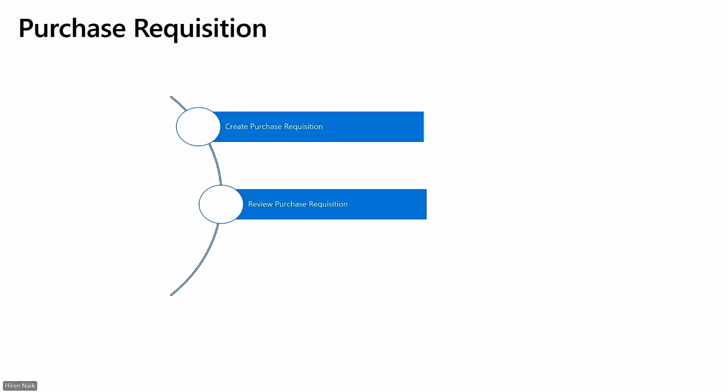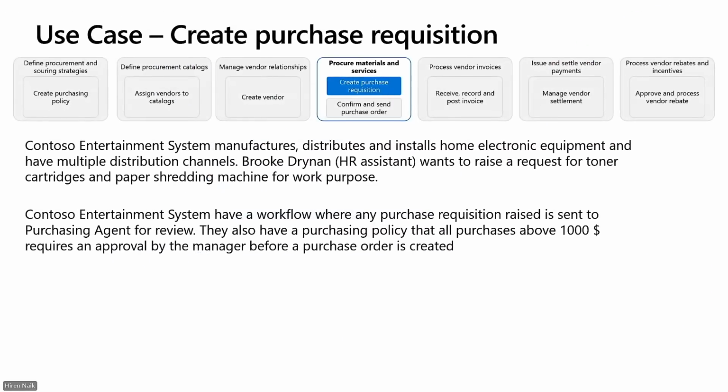The purchase requisition can then be reviewed by the purchasing agent to validate the details in the purchase requisition and update the price if required. After review of the purchase requisition, it can be submitted into the workflow for approval by the requester's manager. For example, when the purchase requisition is raised for an amount exceeding $1,000, it requires an approval from the manager.